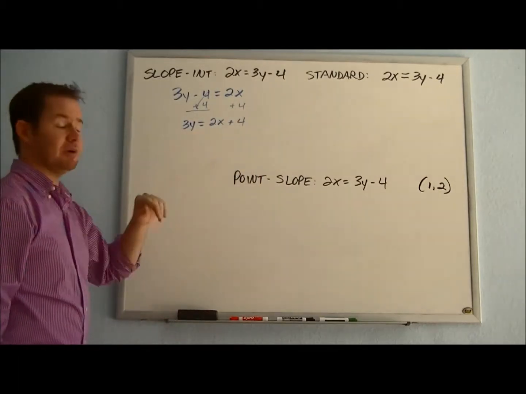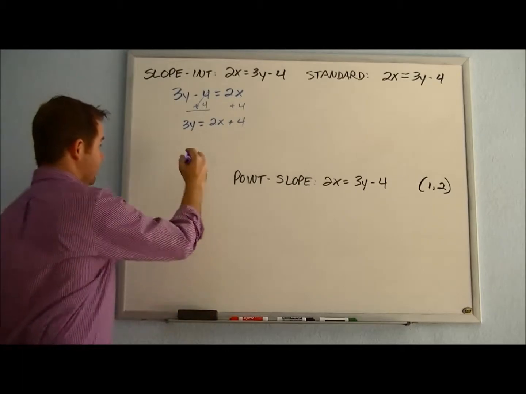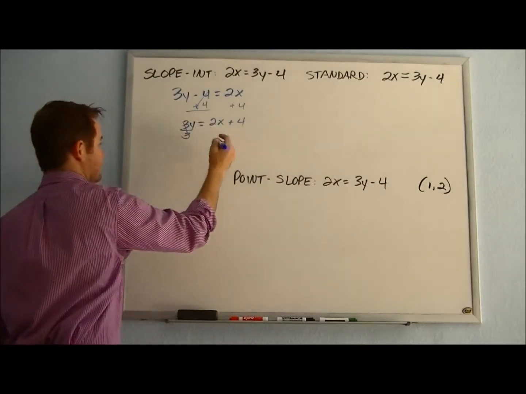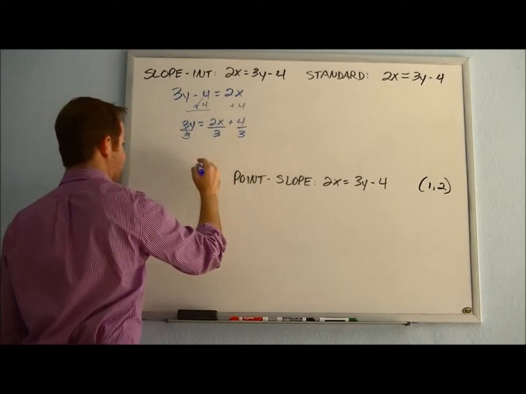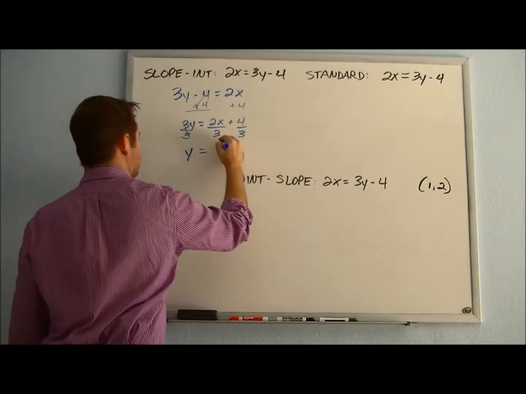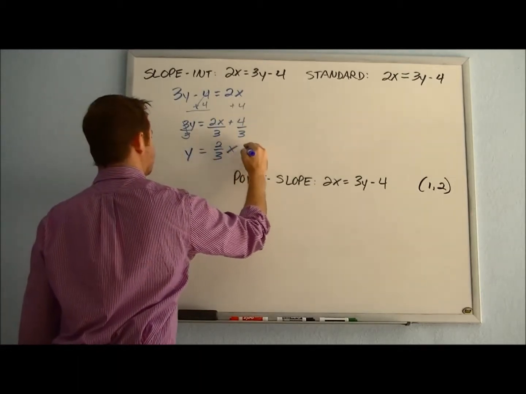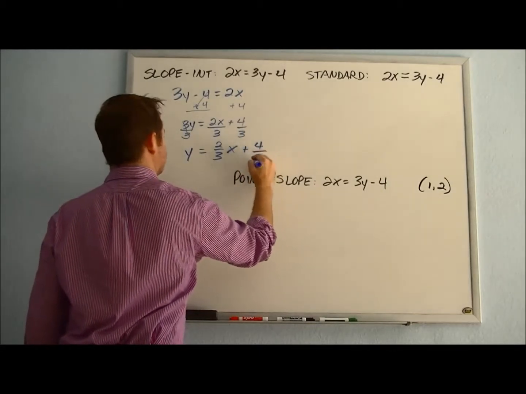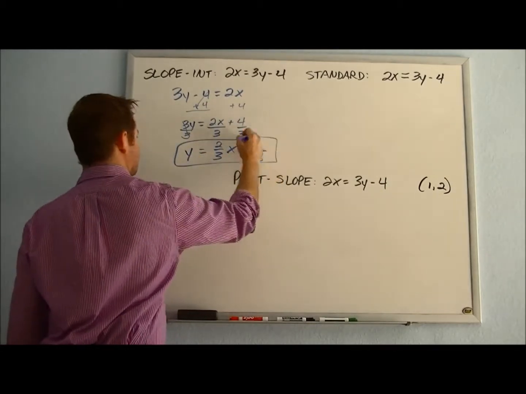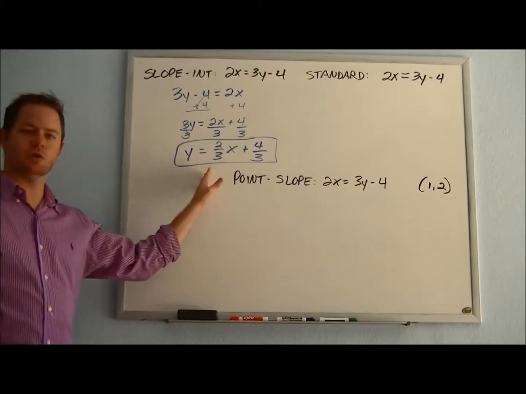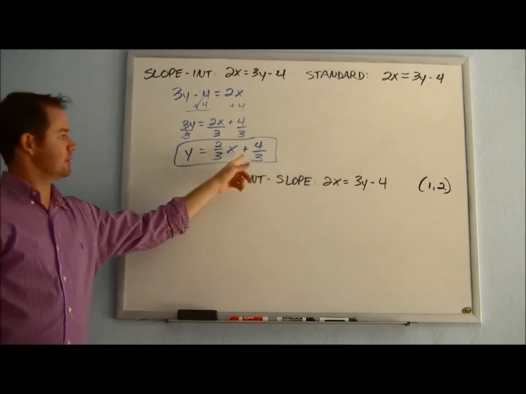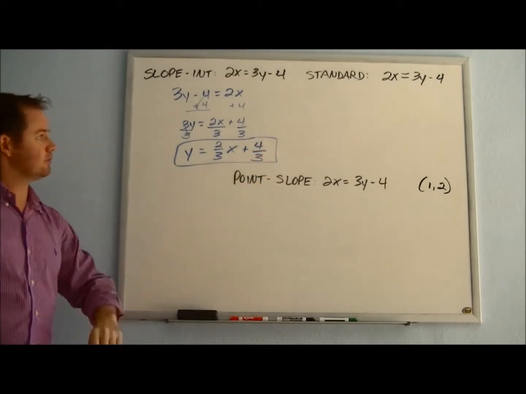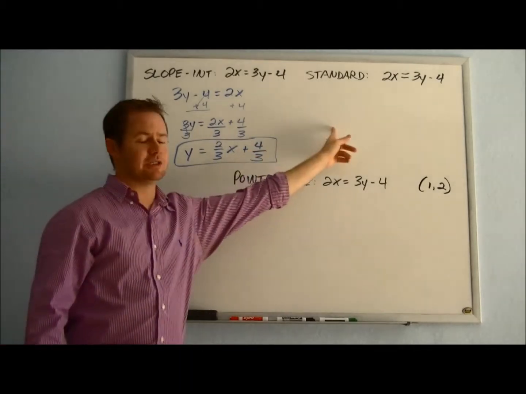And then we're going to divide by 3, and remember, when you divide by 3 on one side of an equation, you have to divide everything on that other side by 3. So that'll give us y equals 2/3 x plus 4/3. And that's our slope-intercept form of this line. The slope is 2/3, the y-intercept is a positive 4/3. Now let's take a look at standard form.